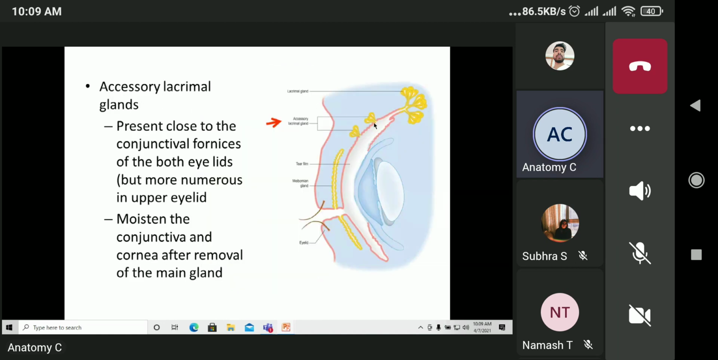Talking about the accessory glands, these are present close to the conjunctival fornix on both eyelids, upper and lower. You are getting the accessory lacrimal glands in both, but they are more numerous in the upper eyelid. They moisten the conjunctiva and cornea after removal of the main gland. If there is damage to the main gland, these accessory glands will do its work.